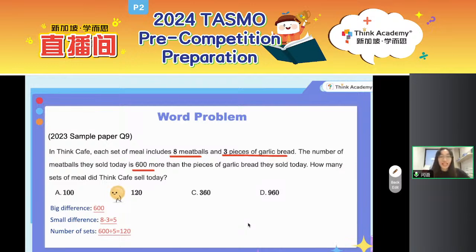So actually, how can we get 600 as the big difference? Because for every set, we have 5, right? So actually, the number of 5s is equal to the number of sets. That is why we need to apply division in the end. 600 divided by 5, that is 120. Clear?